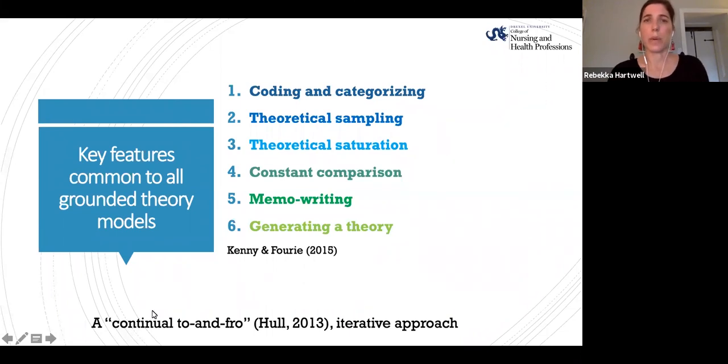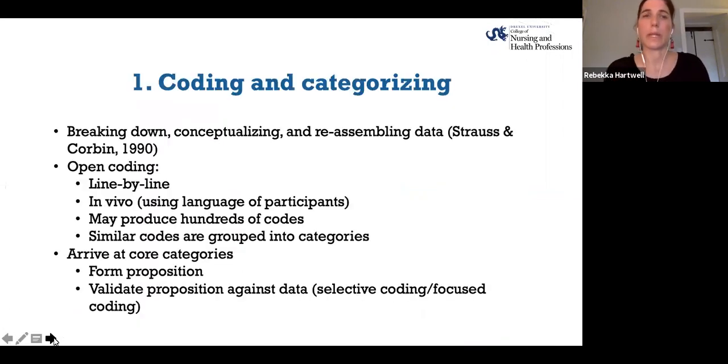The main components are coding and categorizing, theoretical sampling, theoretical saturation, constant comparison, memo writing, and then generating a theory. So I'm going to go through each one real quick.